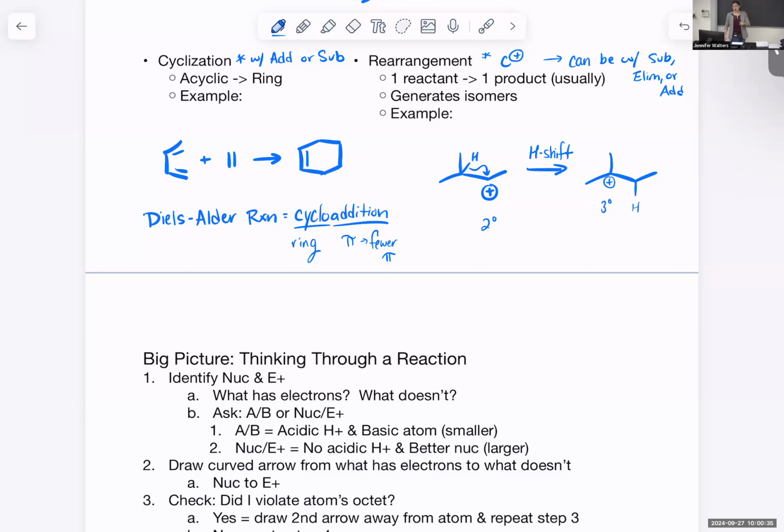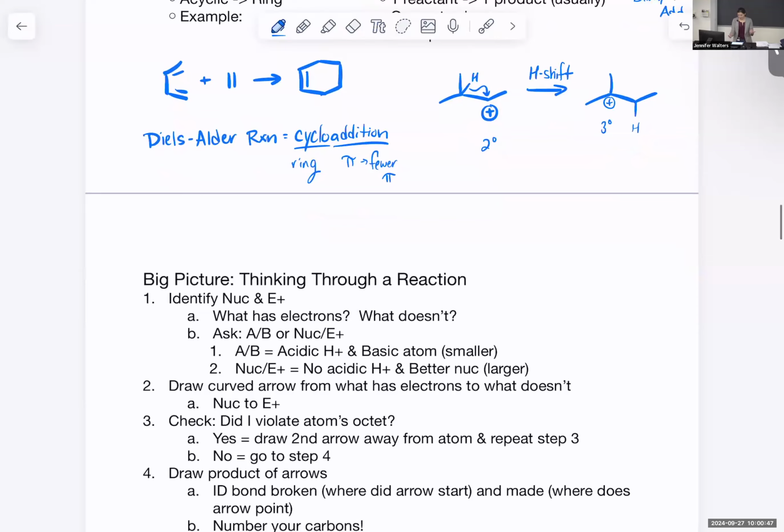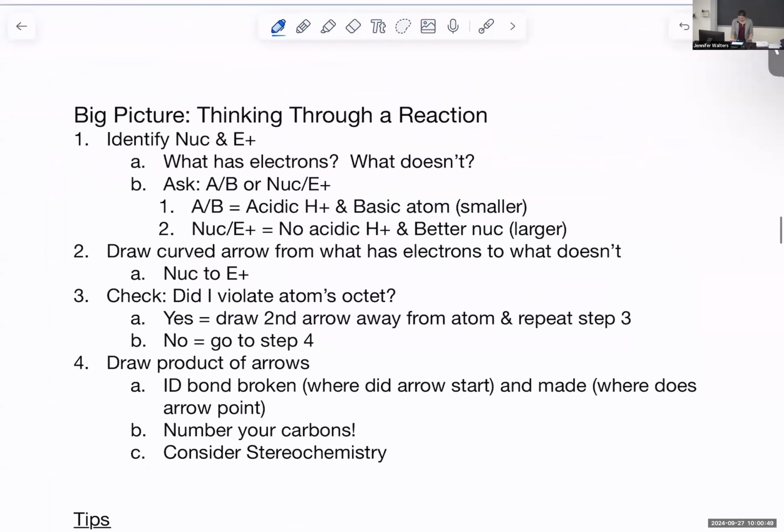This is how I passed all my cumulative exams during my PhD, was this process. Even though I had no clue what the heck was going on, I did this and I was able to get to the right product. I eventually figured out what was going on, but starting out, it was pretty rough.